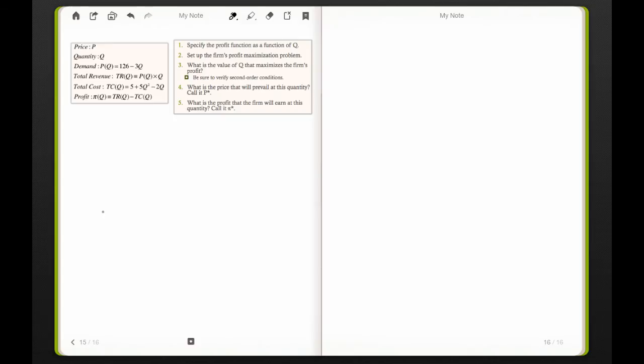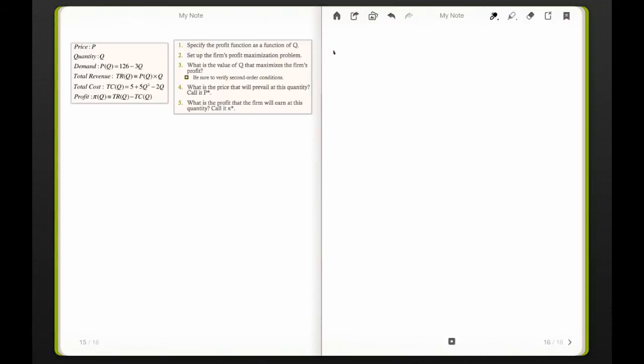Call it pi star. All right, so we're given these demand and cost structures, information on total revenue and profit. We're asked to answer these questions. These questions are in a little bit of a different order than what we were used to when just solving a maximization problem. But that's okay. So this is what we're going to do.